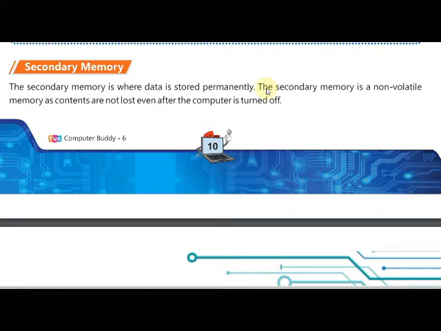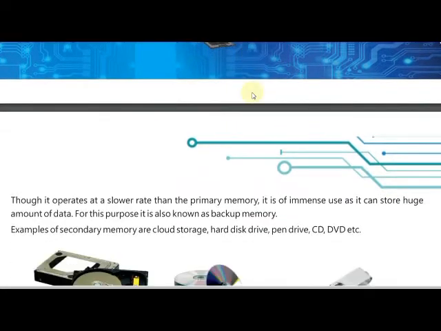Okay, so let's see first what is secondary memory. Secondary memory is a permanent memory. That means it stores data permanently even after you switch off the computer. When you switch off your computer, it will still allow you to access the data when you switch on your computer again. Okay, this is called secondary memory. Sometimes it is called a non-volatile memory. Okay, so this is about secondary memory, and we have some examples of secondary memory.